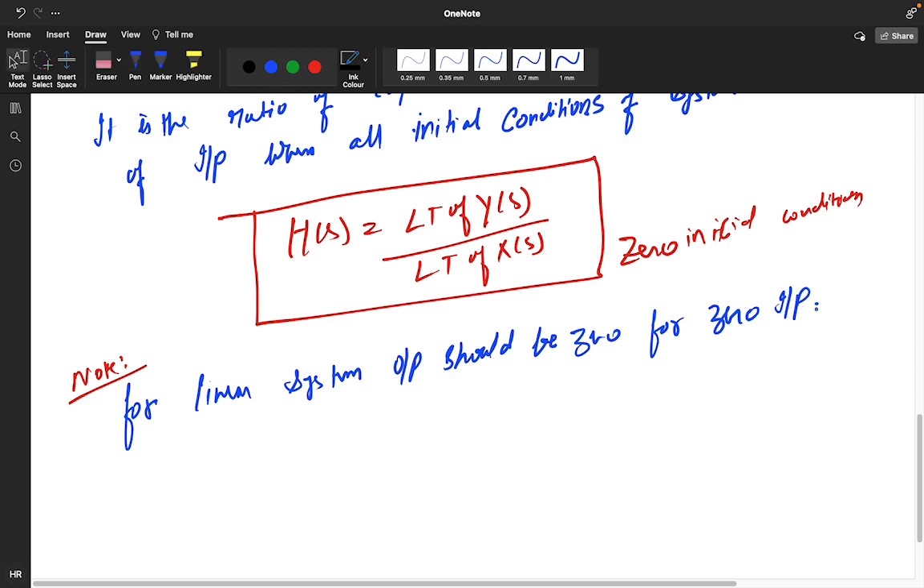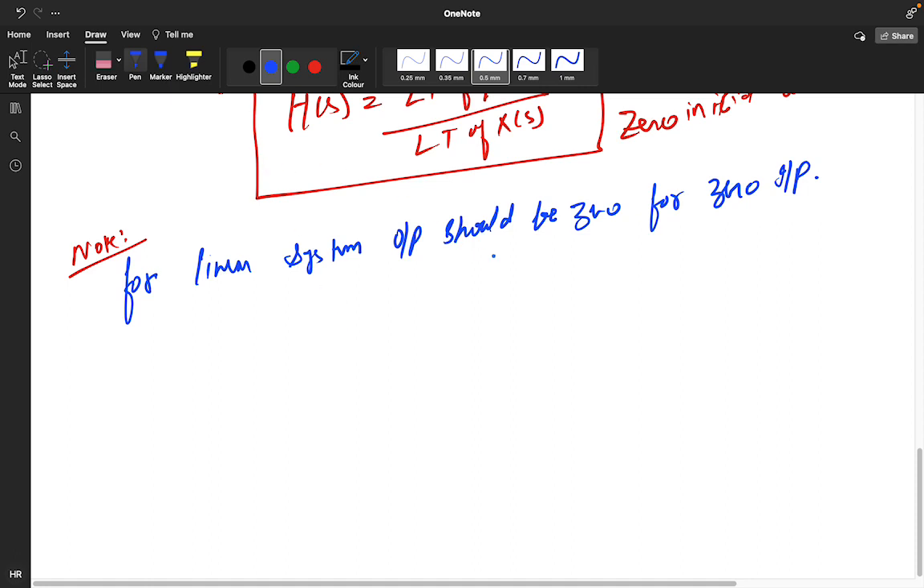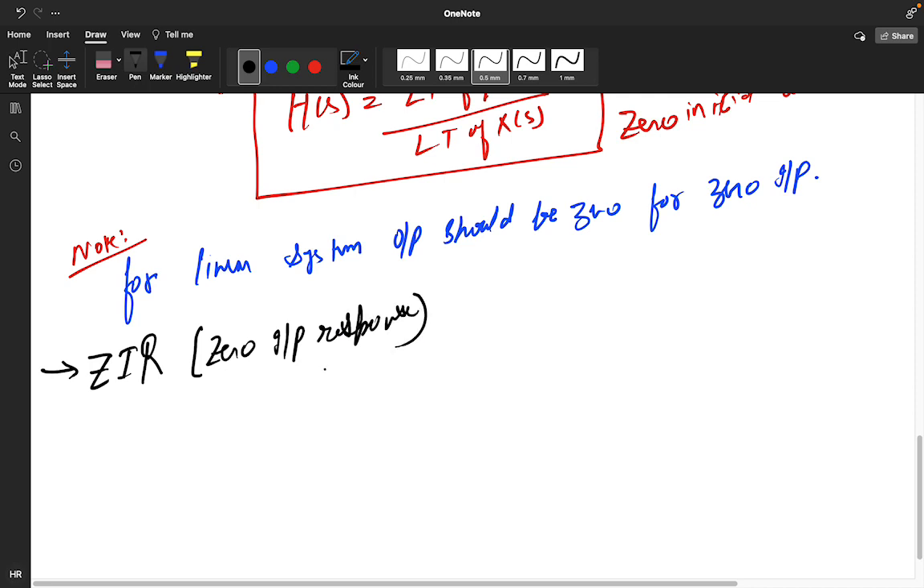Now what is the meaning of a 0 input response? ZIR. So I told you that I will teach you these things in network, and in signals and systems. What is the meaning of ZIR? Write it down. The ZIR means zero input response.